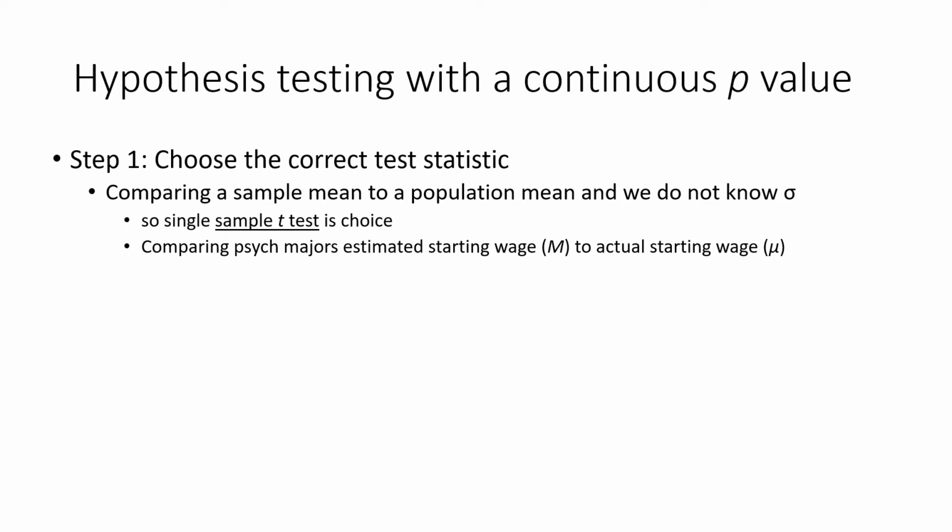Specifically in this scenario, we are comparing psychology majors' estimated starting wage, which is a sample mean. So we're going to collect a sample of people. We're going to sample psychology majors. We're going to ask them what they anticipate their expected starting wage will be. We're going to compute their mean, and then we're going to compare that to the actual starting wage of psychology majors for this population. And that would be mu.